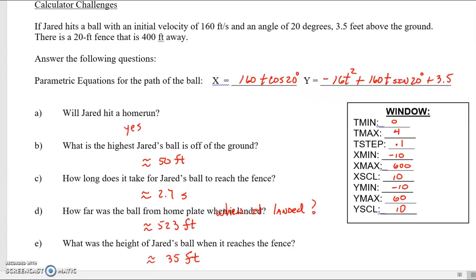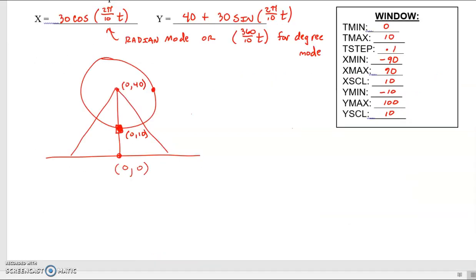By now, you've had time to work through the problem with Jared hitting the ball. Here are my answers. If you need time to look over it, I encourage you to take a screenshot. And here are the solutions to the last problem I have asked you to do.